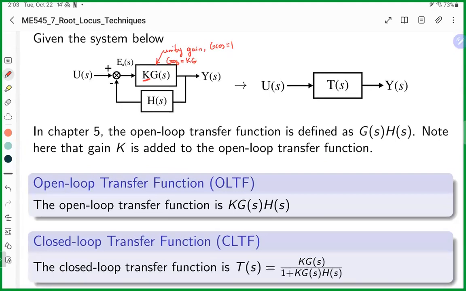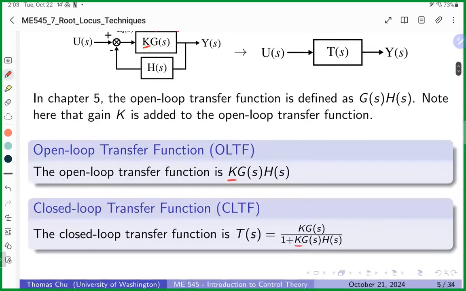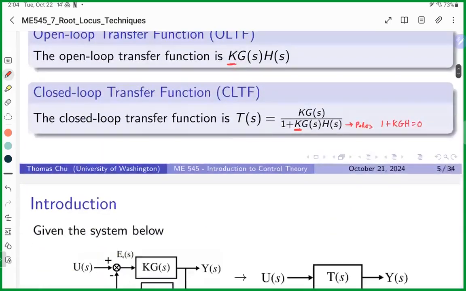The main reason why we pull the K out is because root locus is dependent on increasing or decreasing the values of K. And by doing that, we're basically affecting the pole locations. So the poles are where 1 plus KGH is equal to 0. Solving for the roots of that polynomial equation in s, we can get the poles. And that changes by changing K.